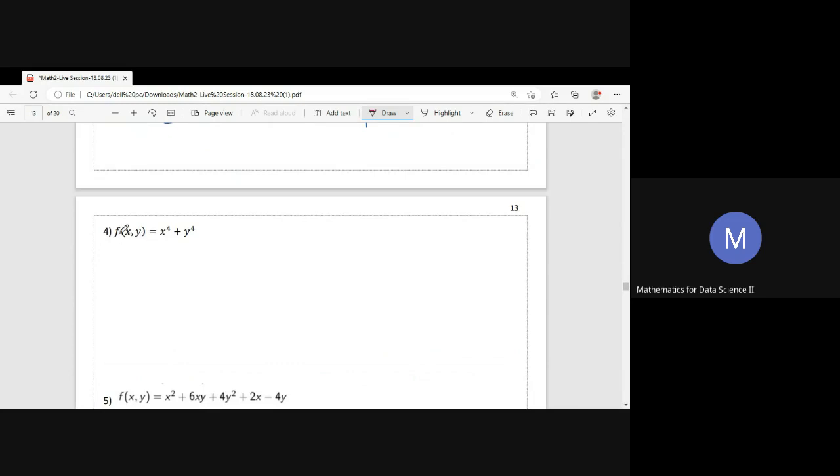Okay. So f of (x, y) equals x power 4 plus y power 4. Now, what is the gradient function? 4x cube comma 4y cube. Now, what is the critical point? Again, we are equating it to 0. So 4x cube equal to 0, 4y cube equal to 0 will give you x equal to 0, y equal to 0. So your critical point is again (0, 0). Now what is your Hessian matrix?